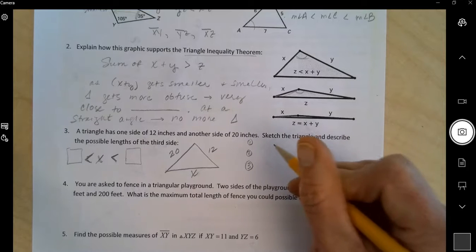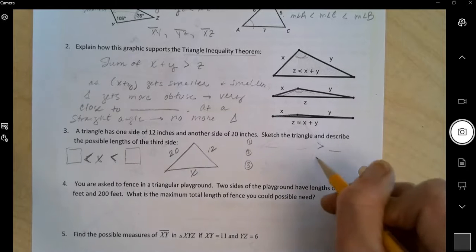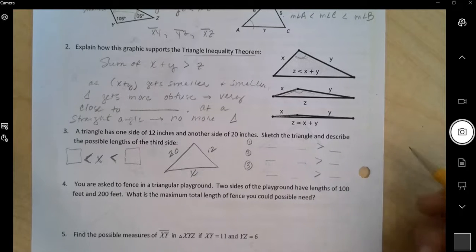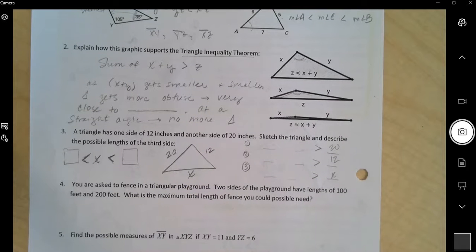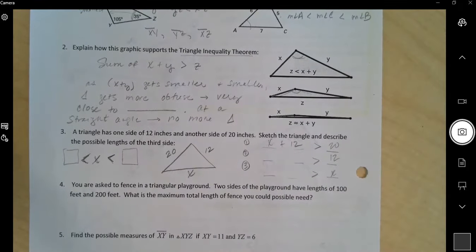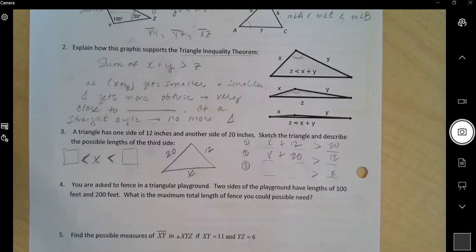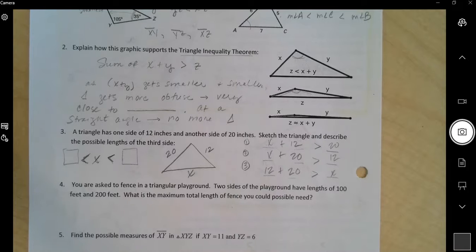So when we talk about the sum of the 2 measures of the sides, it has to be bigger than that third side. When you fill in each of your values, take time to have each of these three sides, 20, 12, and x, by itself on one side of the inequality sign. Maybe that makes more sense to you. So I know that x plus 12 has to be bigger than 20. I know that x plus 20 has to be bigger than 12. And I know 12 plus 20 has to be bigger than x.